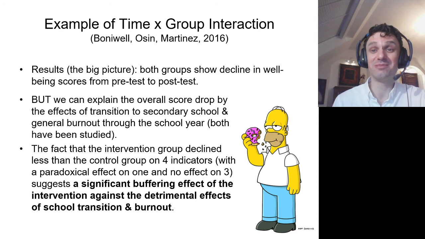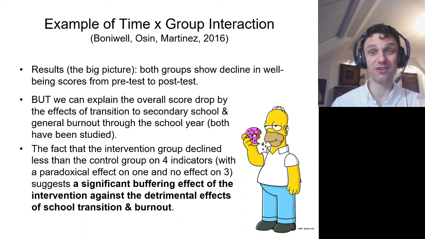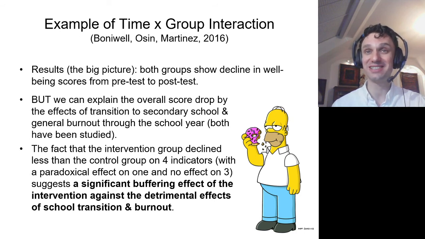This is well-known school burnout. So it's predictable to see that in both groups, scores have dropped. But the fact that they have dropped less in the intervention group already suggests that the intervention was effective. And the only variable where it had a paradoxical effect was satisfaction with school.